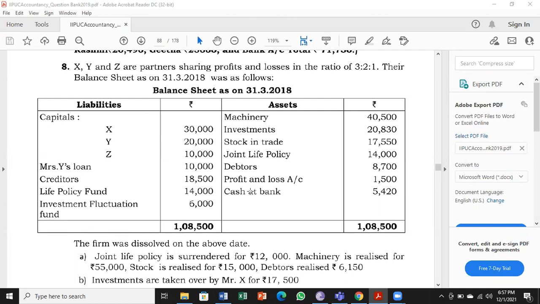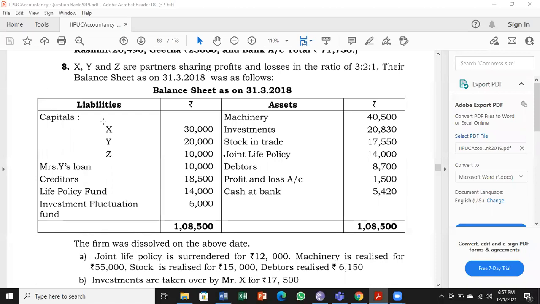Then debtors, profit and loss account, cash at bank. So cash at bank will go to the bank account, and the profit and loss account will go to the partners' capital account debit side, because it is a loss, because it appears on the asset side. So the remaining 5 assets from machinery to debtors will be taken in the realization account debit side.